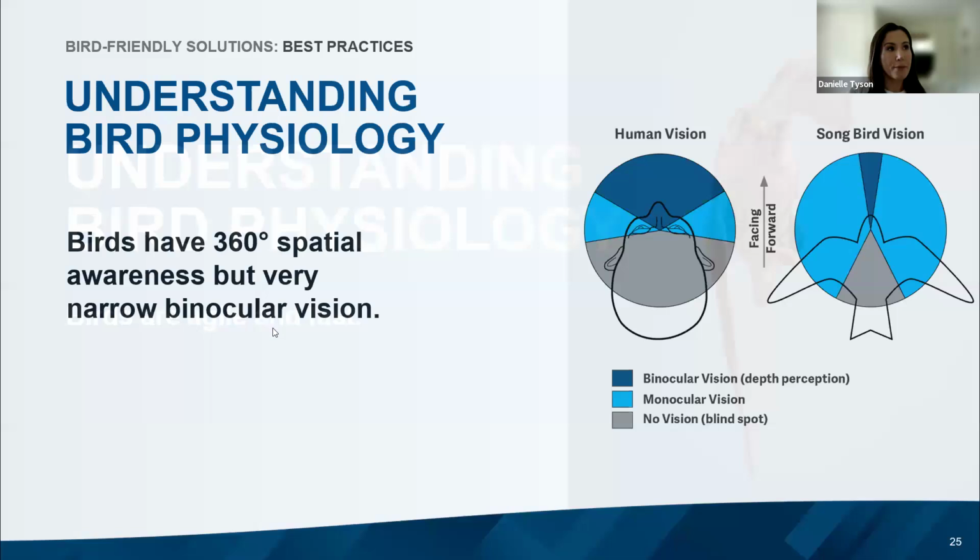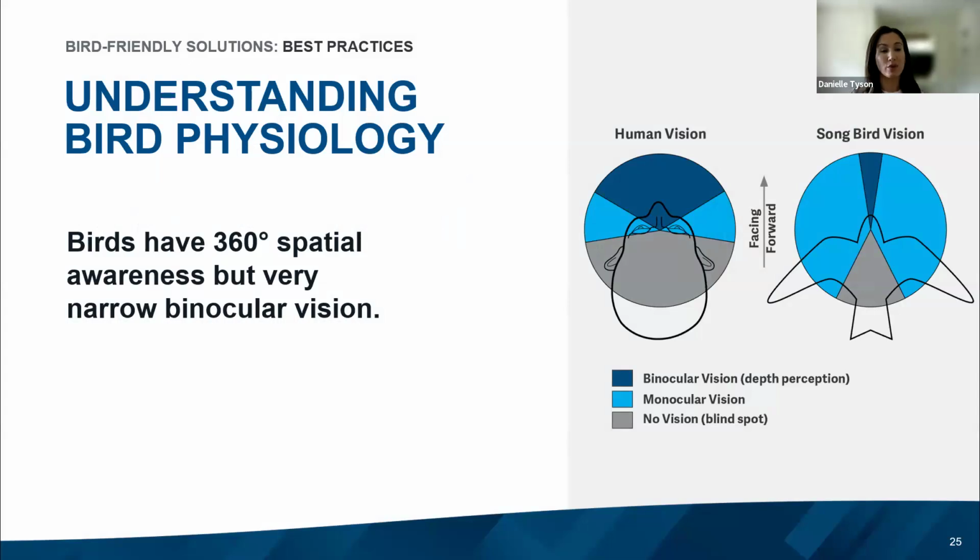So it's also important to understand how bird vision, in this case songbird vision, differs greatly from human vision. We can see that humans have a wide range of binocular vision, which enhances our depth perception. That is very, very narrow in songbird vision. They have a wider range of monocular vision, much greater than ours, and they have a very narrow blind spot.